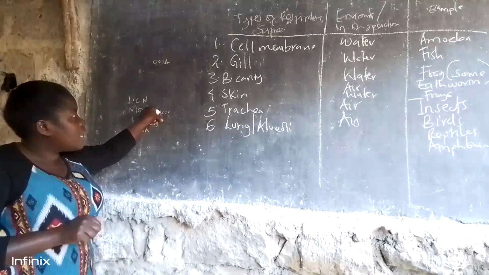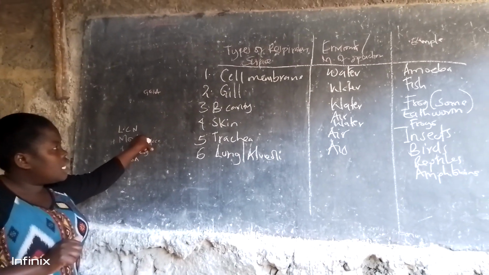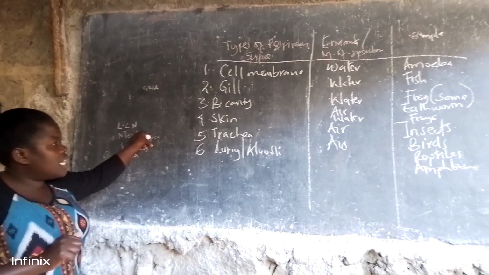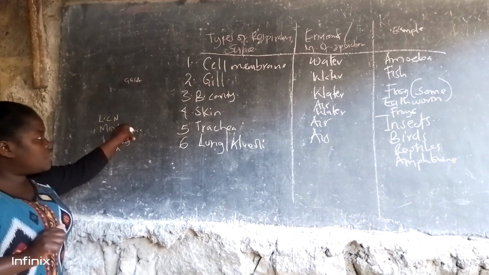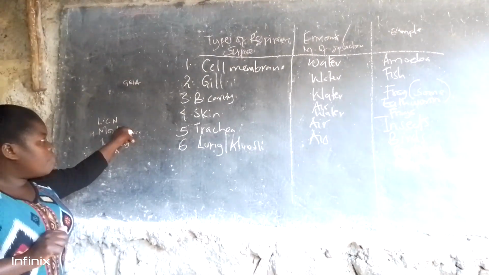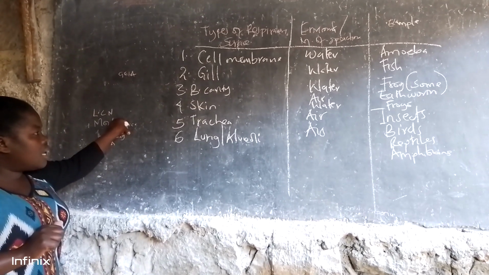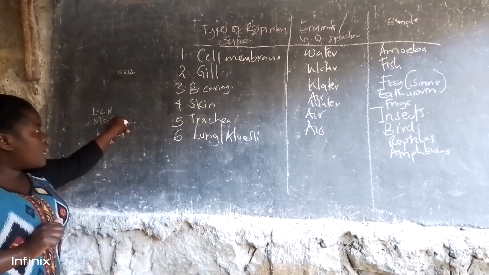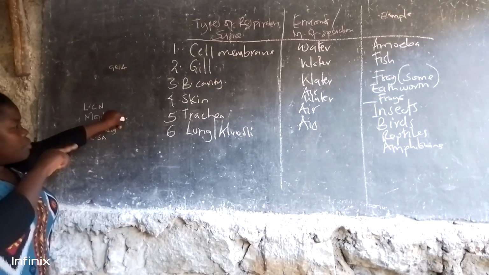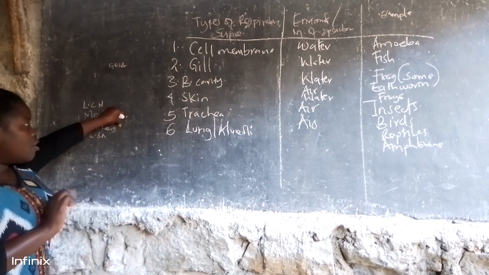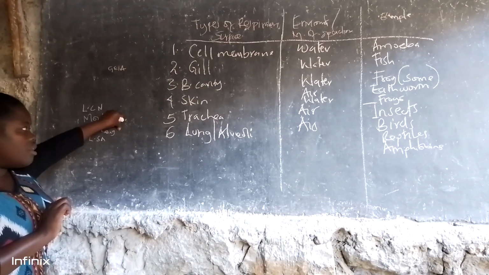Those are the summary. Cell membrane, the environment is water, a good example is amoeba. Gill, water, a good example is fish. Then we have the buccal cavity, water, a good example is frog. But for the buccal cavity, it's some frogs, not all frogs.